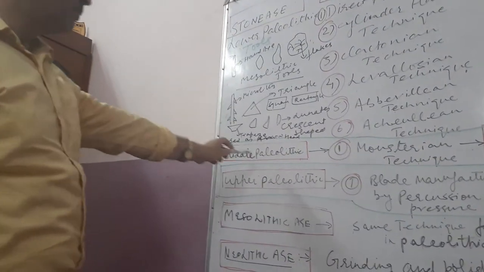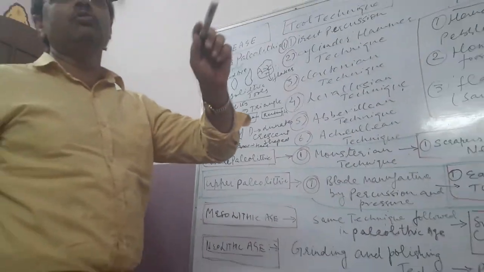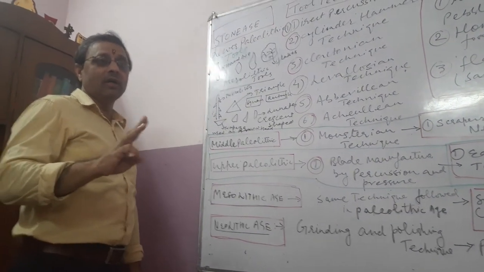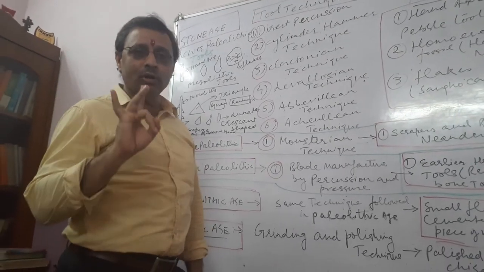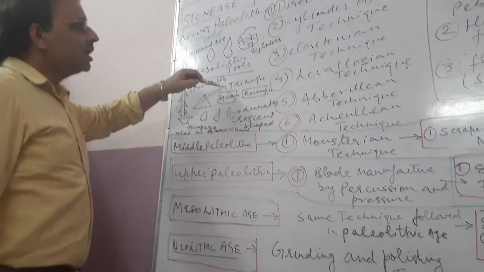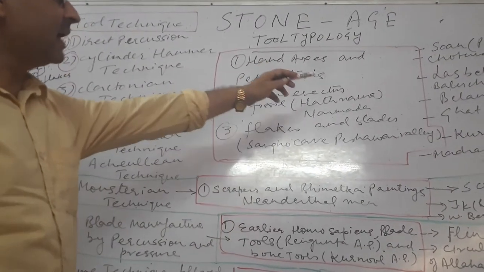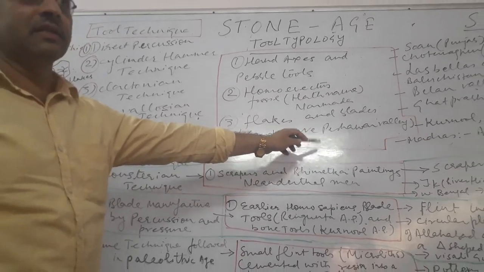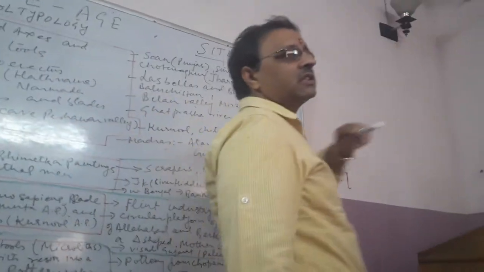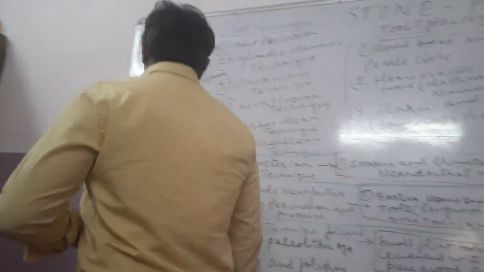Then we have to discuss the middle Paleolithic age. What was the time period of the lower Paleolithic age? It was from 2.5 lakh BC to 1,40,000, the entire lower Paleolithic. This Paleolithic is divided into three parts, as I told you earlier: the lower Paleolithic, middle Paleolithic, and upper Paleolithic. Till now we have completed the topic of the lower Paleolithic. What techniques did they use? What type of tools did they use? The tools were hand axes and pebble tools, flakes and blades. That type of tools were used by the early Paleolithic man. And these are the sites from where we have discovered these types of tools. So that is all about the lower Paleolithic age. Now we have to discuss the middle Paleolithic age.